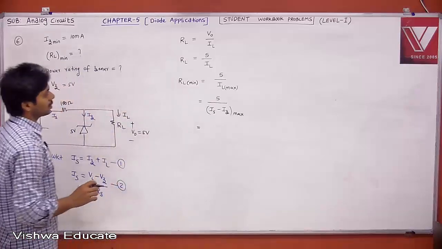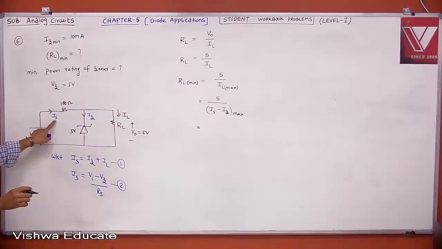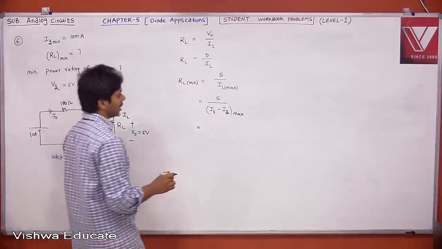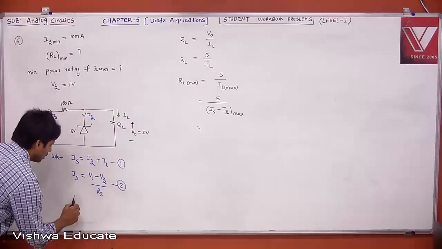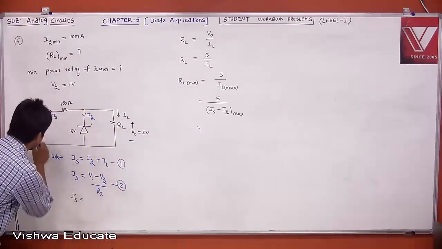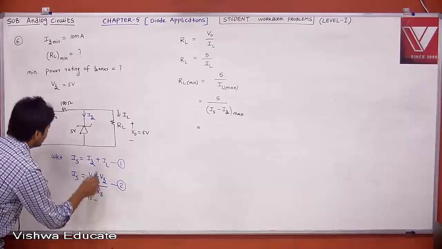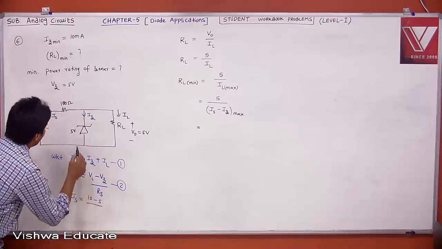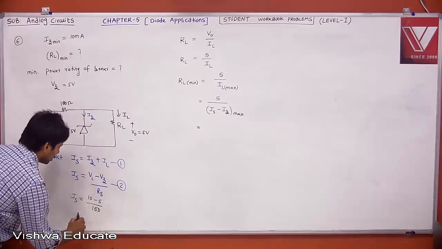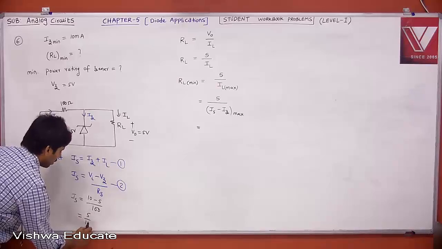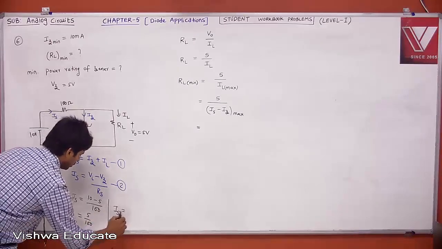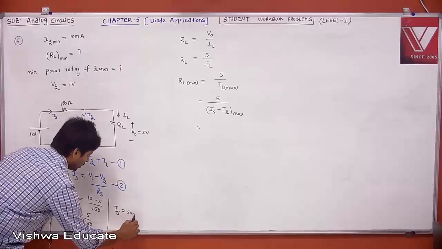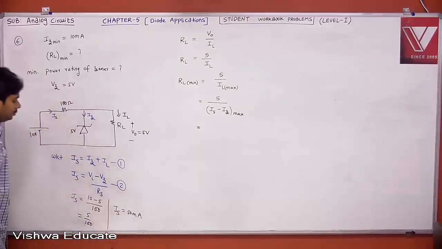Here it is load regulation, not line regulation. Your line voltage is constant. Your line current is constant, right? Therefore, what is that Is? Maybe if you calculate Is, what is Is? Is is equal to Vi, 10 volts, minus Vz, 5 volts, divided by Rs, 100 ohm. Therefore, what is this? 5 divided by 100, 1 by 20, which is 50 milliampere. Therefore, Is is equal to 50 milliampere.